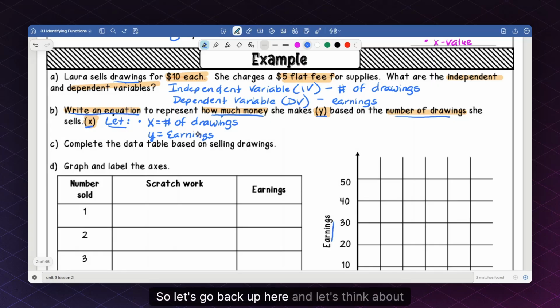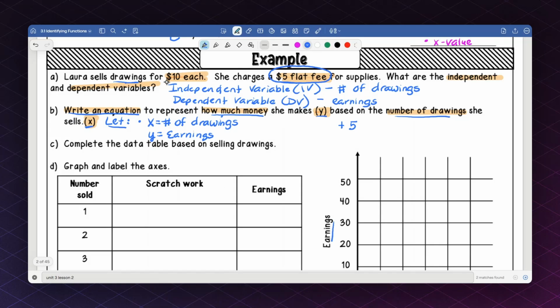So let's go back up here and think about what each thing means. Anytime you see something like a flat fee in relation to an equation, that is going to mean that it is your y-intercept. It doesn't matter how many of those you sell or do, it's going to be a $5 flat fee regardless. They're going to be selling their drawings for $10 each. Okay, so we know it's $10 each.